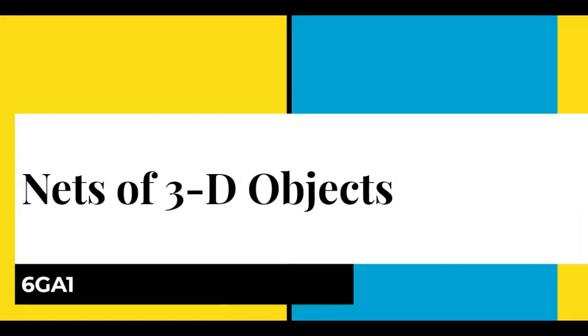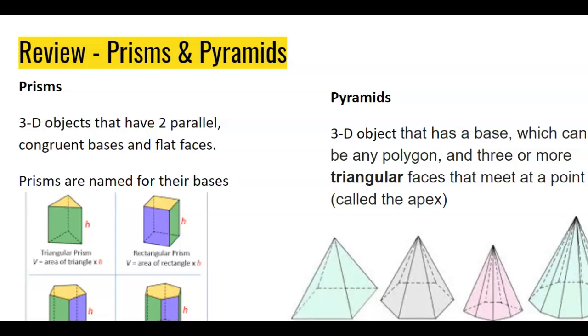Today we are going to look at nets of 3D objects. We've looked at types of 3D objects, we have found volume with 3D objects, and done word problems with 3D objects. Before we get to nets, let's do a quick review on prisms and pyramids.